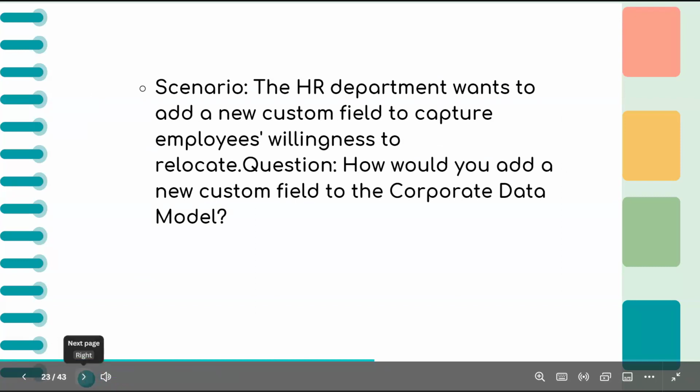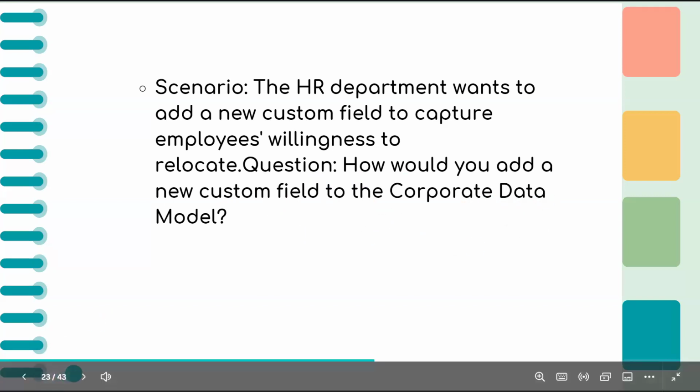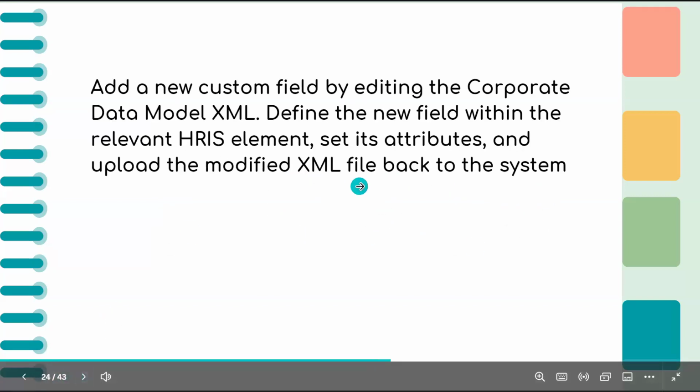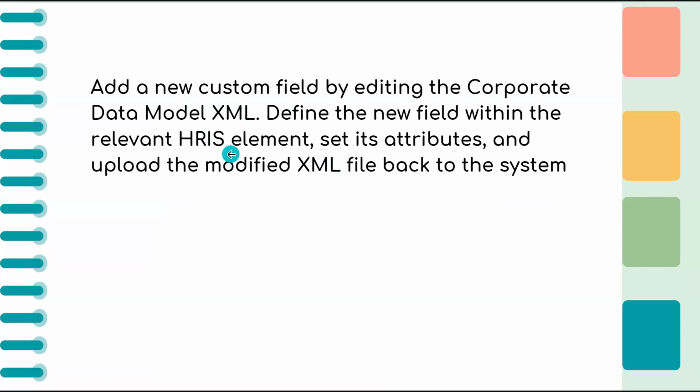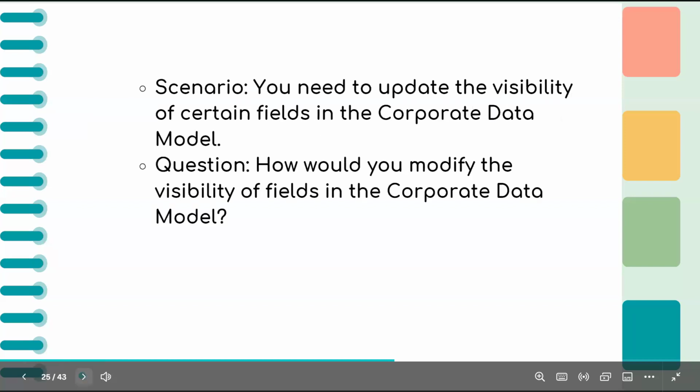But if the question is asked and I'm not giving any hint, just a new custom field, it can be anything. You can do it just like you have mentioned, or you can use the corporate data model. If I'm asking specific to the corporate data model, then this will be your answer: how do you edit a particular field, the new custom field, in the XML, inside the HRIS element. Otherwise, manage business configurations just like you have mentioned. If I'm not asking specific to the data model, that is also an answer. That is the way you can do it.